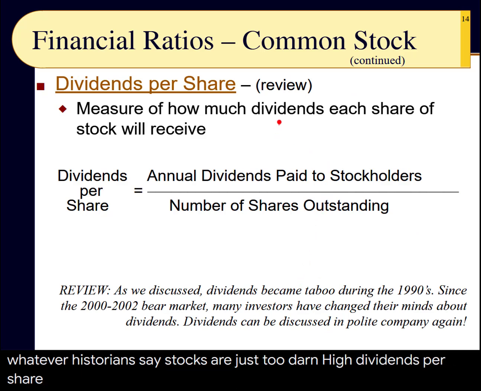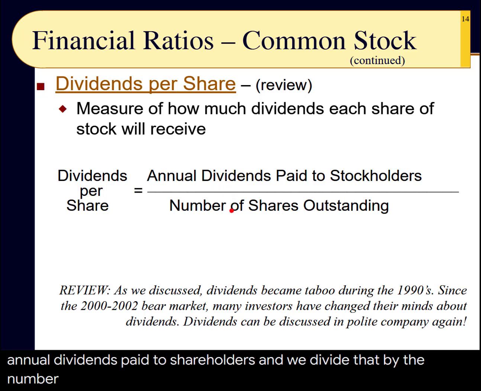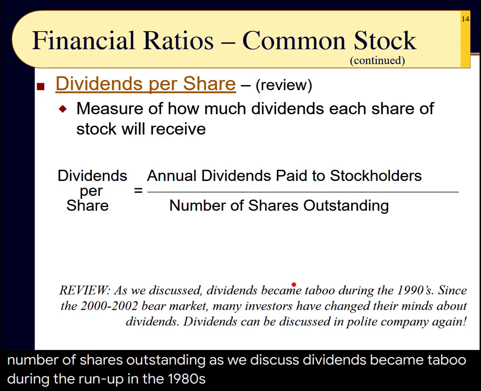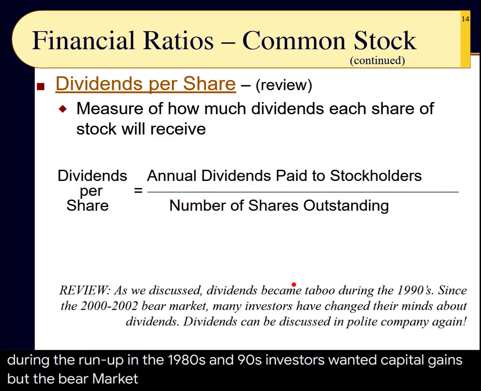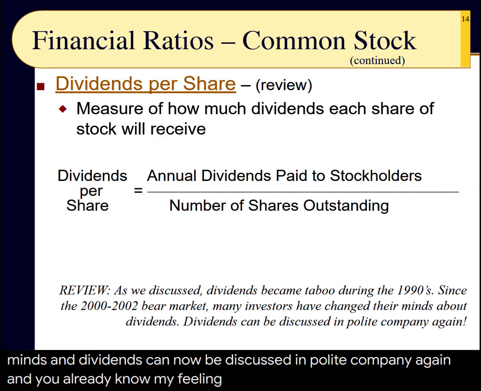Dividends per share. Now let's review that. We discussed this before. It's a measure of how much dividends each share of stock will receive. We take the annual dividends paid to shareholders and we divide that by the number of shares outstanding. As we discussed, dividends became taboo during the run-up in the 1980s and 90s. Investors wanted capital gains, but after the bear market of 2000 to 2002, many investors changed their minds, and dividends can now be discussed in polite company again. And you already know my feeling. I love dividends. Dividends don't lie.